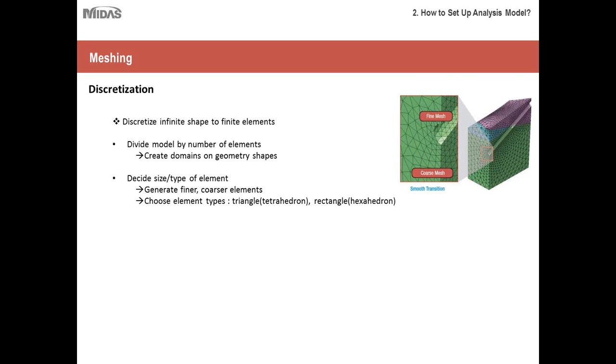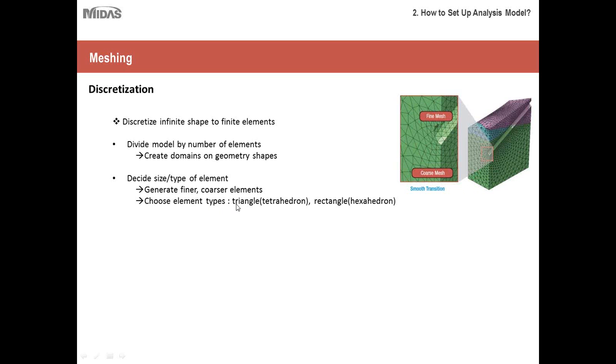As you can see here, this is the area of investigation where I expect greater stress concentration. So I'll have a finer mesh, whereas if I move away towards the boundary location where I don't have any stress concentration, I can have a coarser mesh. So you have to pick the size of the element as fine or coarse. Then you have to choose the element type.